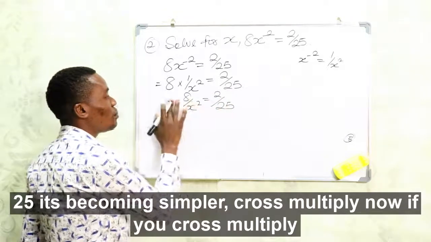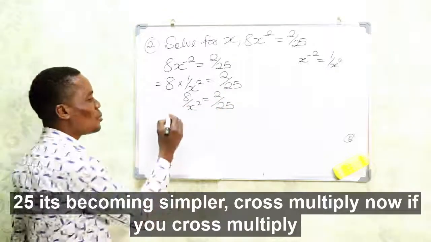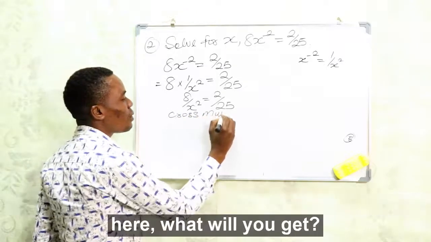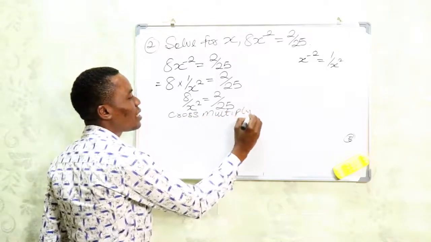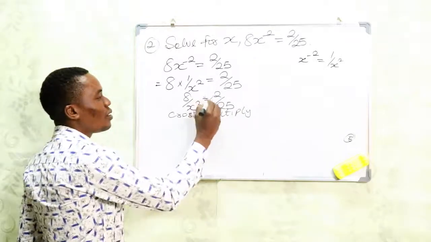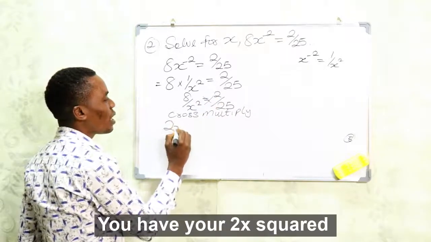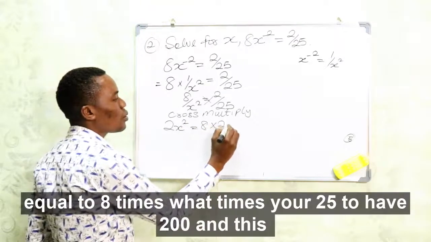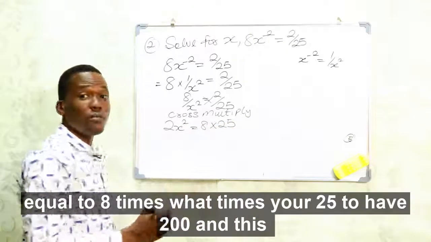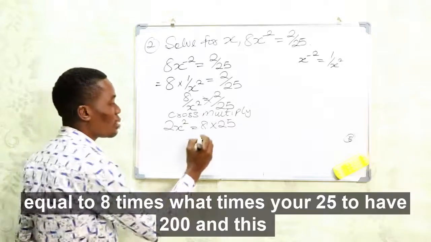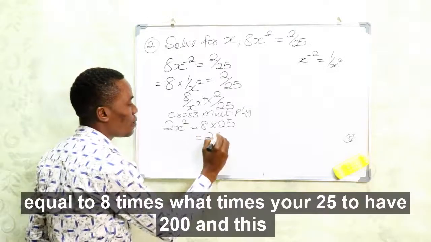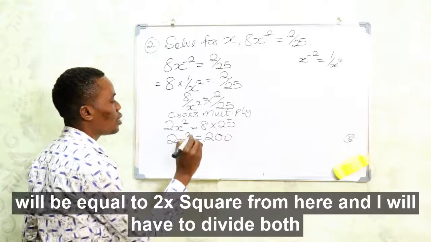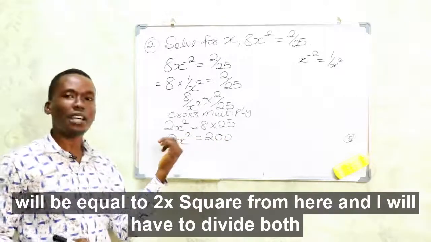It's becoming simpler. Now, all you need to do is to cross multiply. Now, if you cross multiply here, what will you get? You have your 2x squared equal to 8 times your 25. Now, 25 times 8, if you multiply it very well, you're going to have 200. And this will be equal to 2x squared.